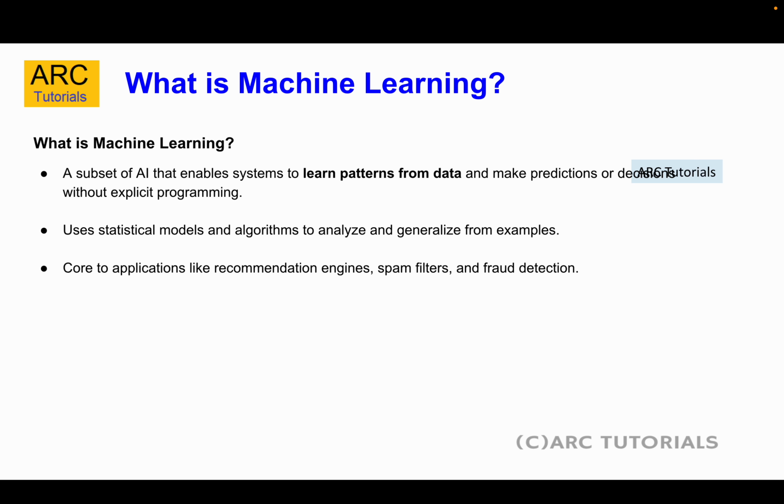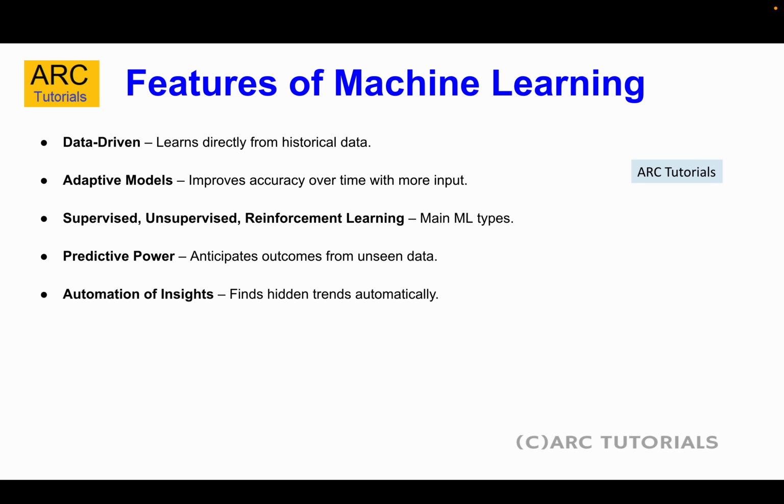Now the data can be structured or it can be unstructured data in the form of, say, PDF, flat files, text, etc. What are some of the core features of machine learning? It's data driven, obviously. It learns directly from the historical data that we provide. And in the context of large AI models, the data is huge. When I say huge, it goes into terabytes. Adaptive models. These models help in improving the accuracy over time with more input.